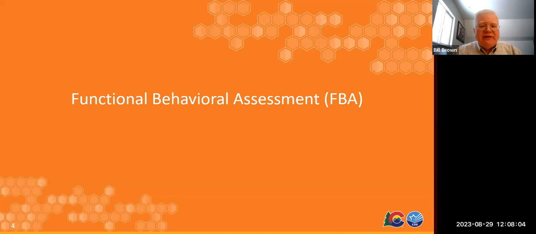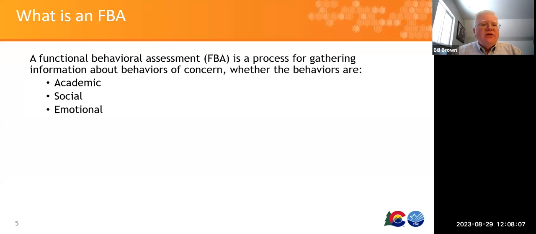We're going to start with the functional behavior assessment, abbreviated FBA. A functional behavior assessment is the process of collecting information about behaviors of concern for a particular student. So it's collecting a body of evidence over time. Then you analyze that body of evidence and look for patterns in the different behaviors. Once we have those patterns established, we'll build our behavior program around them. The behaviors could be academic, social, or emotional, so there's a wide variety of areas where we can apply a functional behavior assessment.